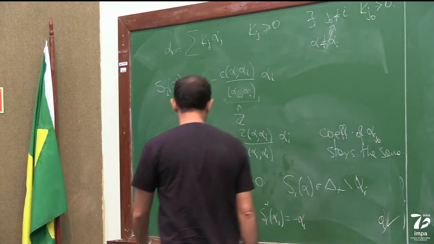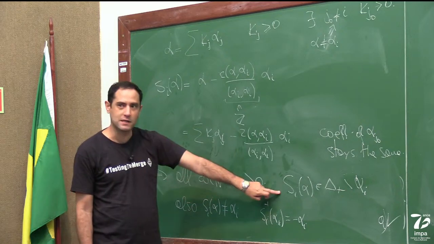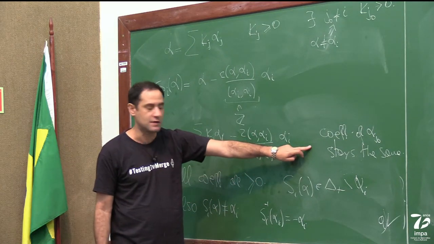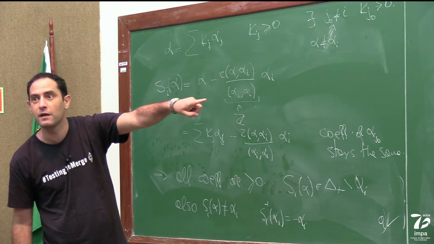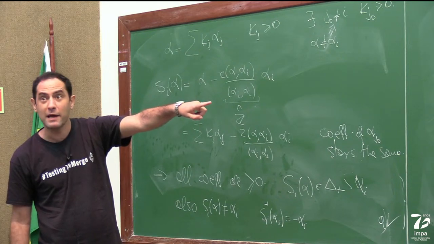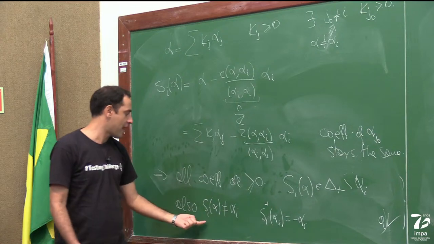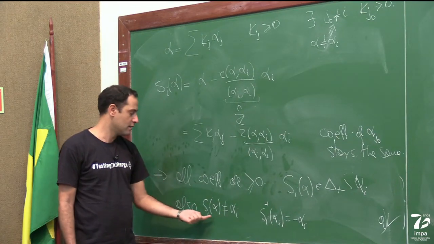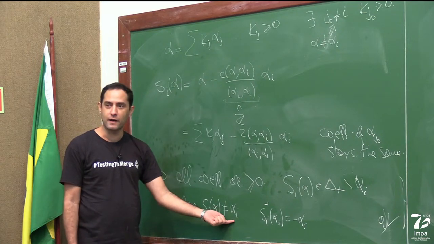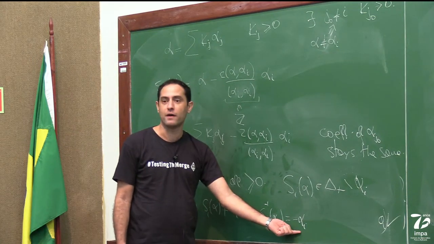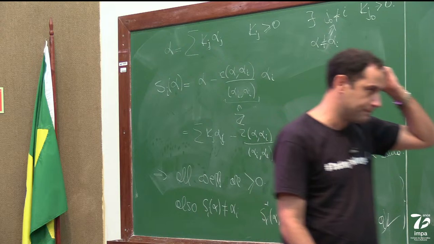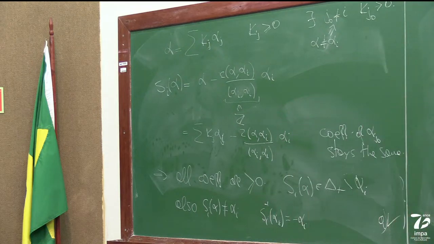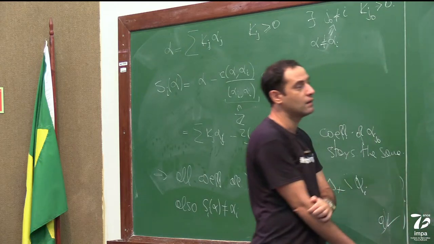I just proved that s_i of alpha is positive because it has one coefficient that is non-negative, which is alpha j naught. But I also need to check that it has to be in delta plus minus alpha i. So if s_i of alpha was alpha i, then alpha was s_i inverse of alpha i, and s_i inverse of alpha i is minus alpha i, which cannot be because alpha was positive. By the way, these are reflections. It's clear that s_i inverse is equal to s_i.